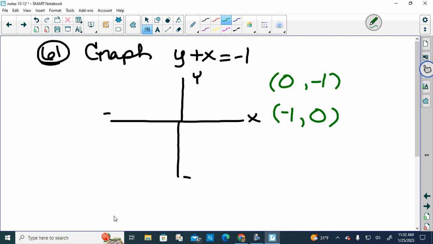So my x is 0, so we start at the origin, and my y is negative 1, so that means I'm going to go down. Now graphing my second coordinate, my x is negative 1, so I'm going to go to the left, and then I don't go up or down because y is 0. So that's going to be right there. And then you just remember it only takes two dots to make a line, and then we just connect them.